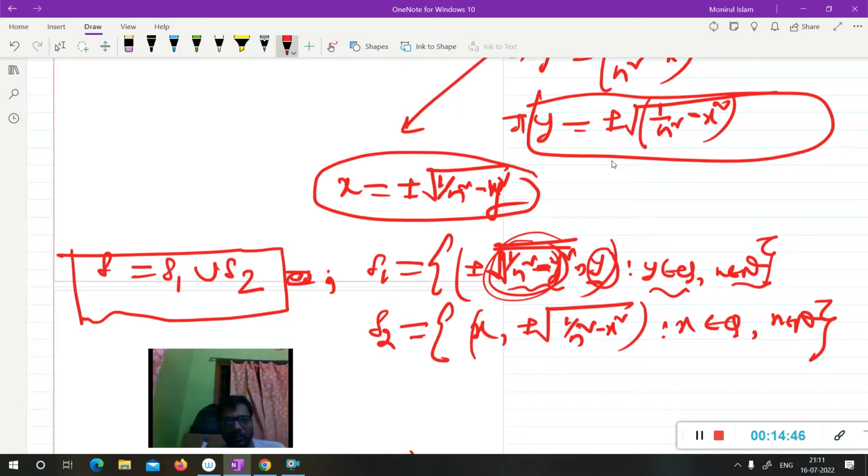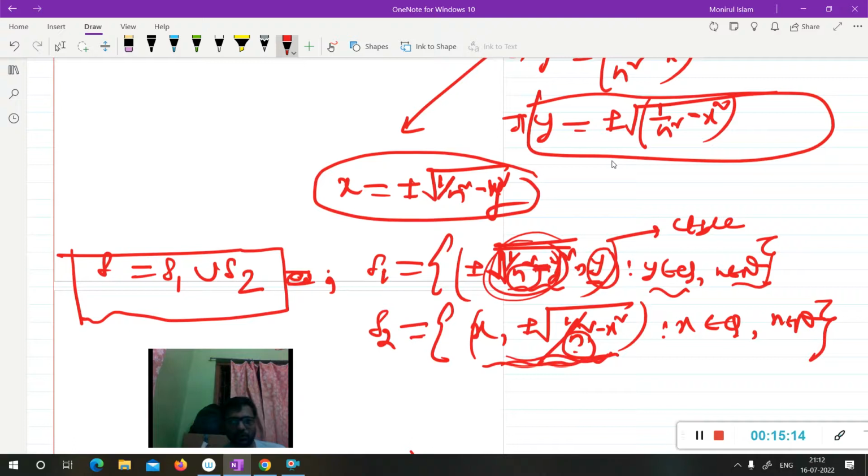So this set S1 is a countable set. How? Because you can count this set in terms of n. Also similarly, this set is also countable, because you can count this set in terms of n. You put n equal 1 here, you get an element. If you put n equal 2 here, you get another member of the set. You put n equal 3 here, you get another element.